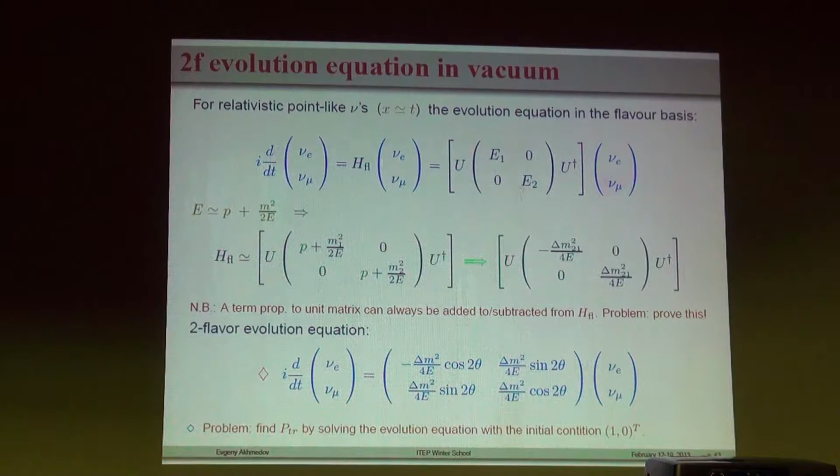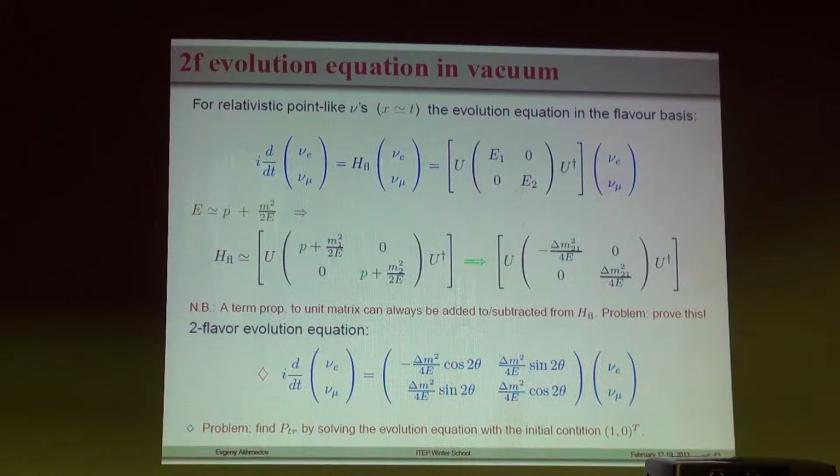So we can get rid of this common factor P here, and instead of mass square, write down delta mass square, m2 square minus m1 square. And in the end, if we substitute the expression for U for the two-flavor case, which I just discussed before, cosine sine, minus sine cosine, and multiply three matrices, we get this evolution equation. So this is the evolution equation for neutrino oscillations in vacuum.